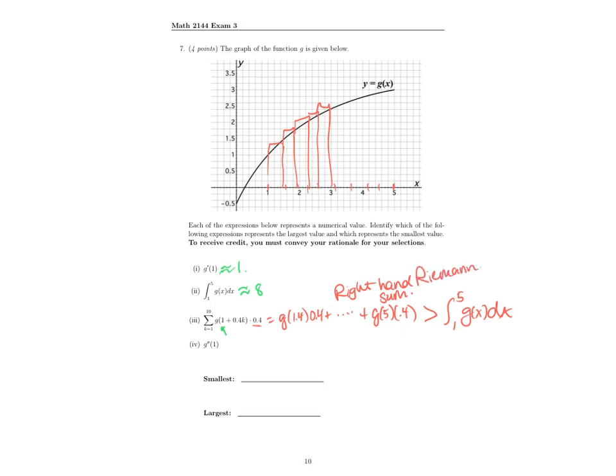Okay, and then g double prime of 1 is going to be the concavity at 1, which is going to be negative. Okay, so if I want the smallest value, g double prime of 1 is the only one that's negative, so g double prime of 1 will be the very smallest one, and then the very biggest one will be this Riemann sum.